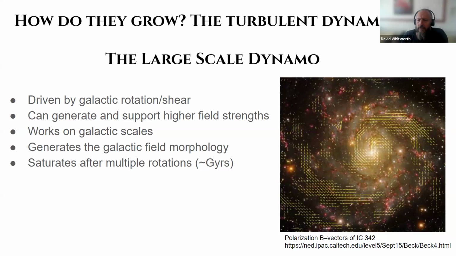And it has a lot of effect on the morphology of a galaxy, as we'll maybe see in some pictures later. And it saturates after a couple of gigayears. Now, the timescales here are important when I come to talking about simulations. So small-scale dynamo is on the order of a couple of 100 mega years. Large-scale dynamo is on a couple of giga years, usually around 3 giga years.